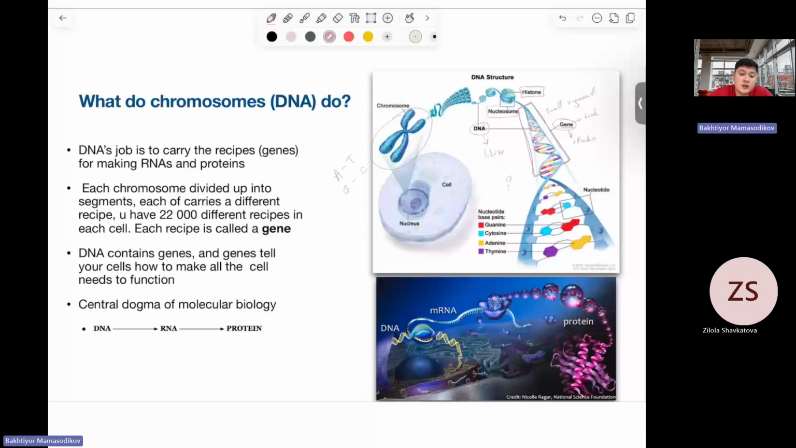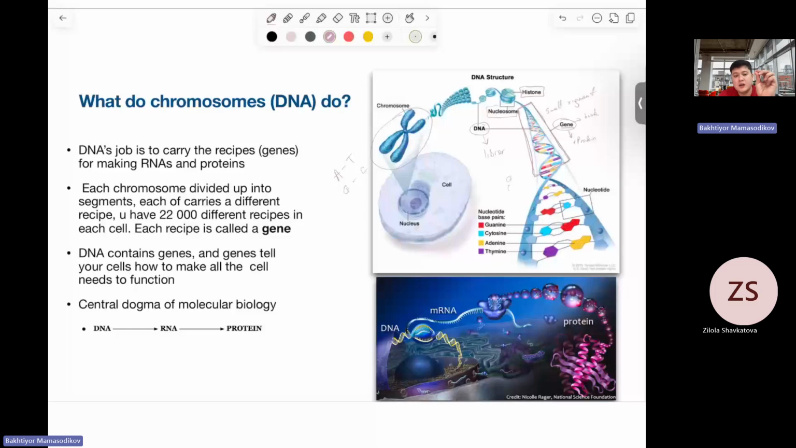The flow of information always goes from the DNA to the RNA and then to the protein. This is the flow of information: DNA, RNA, and protein. From the DNA to the RNA, this process is called what? This process is called transcription. This is the transcription process.